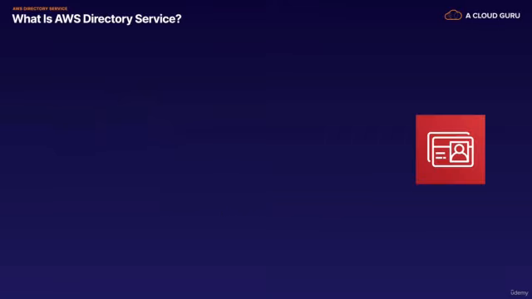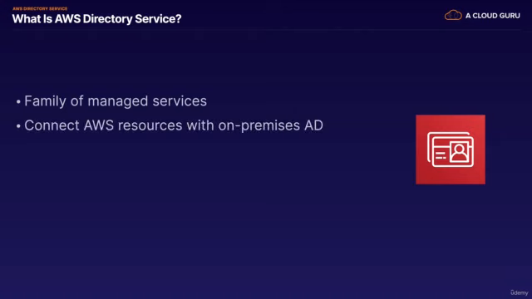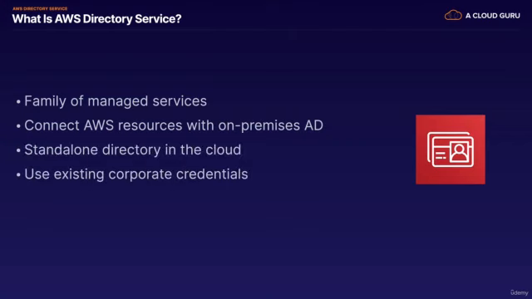So what is AWS Directory Service? Well, it's actually not a single service, it's a family of managed services. And these allow you to connect AWS resources with existing on-premises Microsoft Active Directory. This is a standalone directory in the cloud, and it allows users to access AWS resources and applications with your existing corporate credentials. You can also log into the AWS Management Console using those same existing corporate credentials.